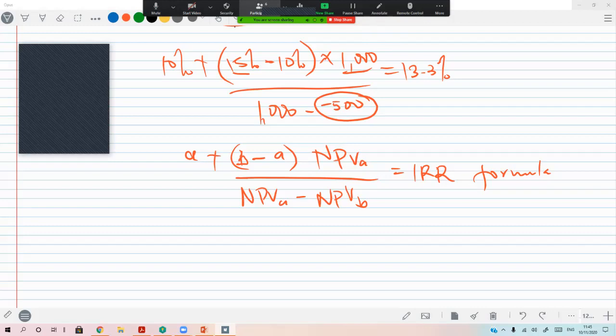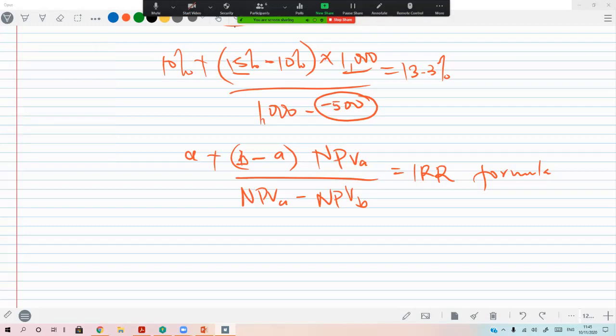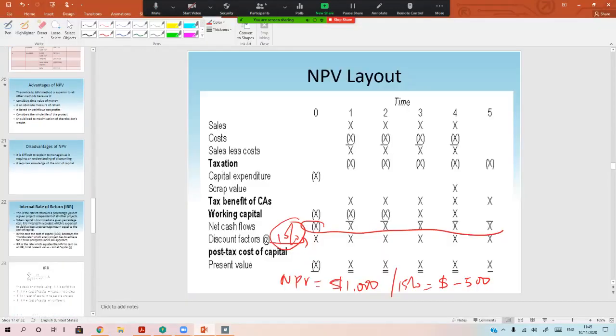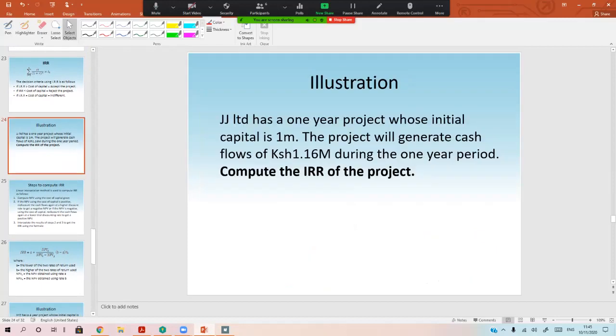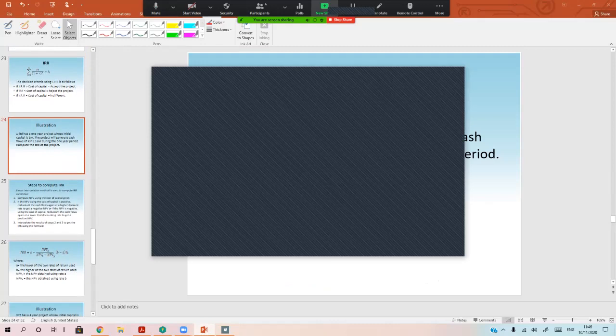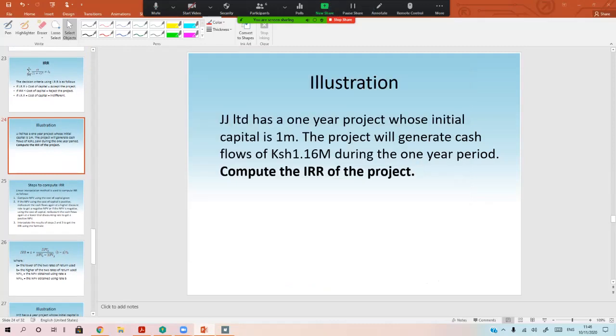Okay, let's do an example. Yesterday, there was a question that we did yesterday, the Big UK company, isn't it? Let's first do a simple one before we do Big UK. Here is a simple example. What do you think is the IRR here? This is the simplest question ever. So this question, what's the IRR here?